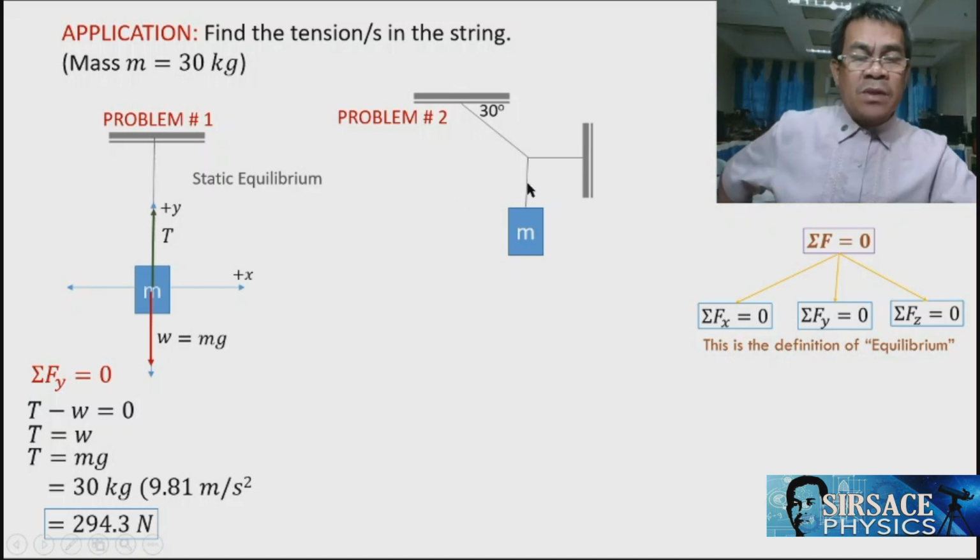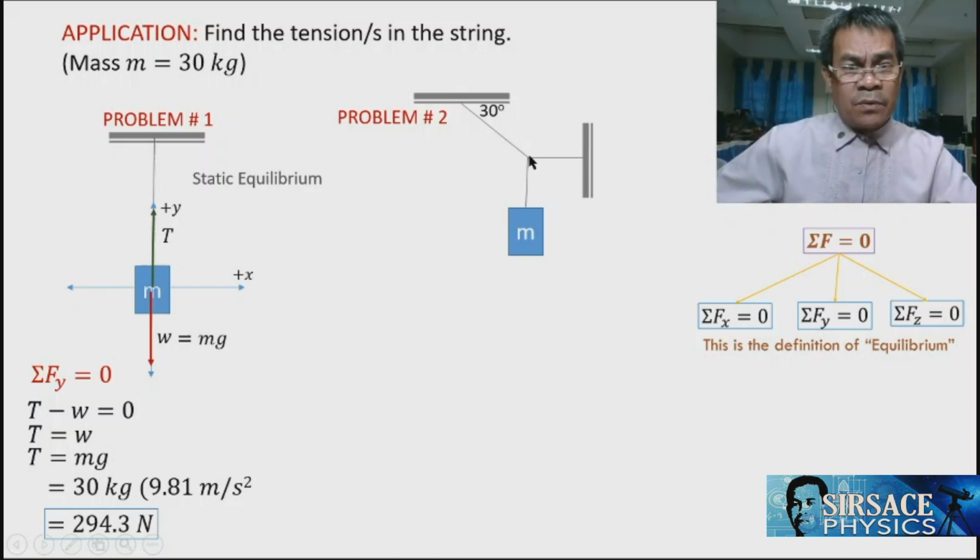Tension is in the string. So therefore, at this point, this is the intersection of the three strings. We have one horizontal string, one inclined at 30 degrees from the horizontal, and the vertical string which was connected to the weight. So we have three strings.